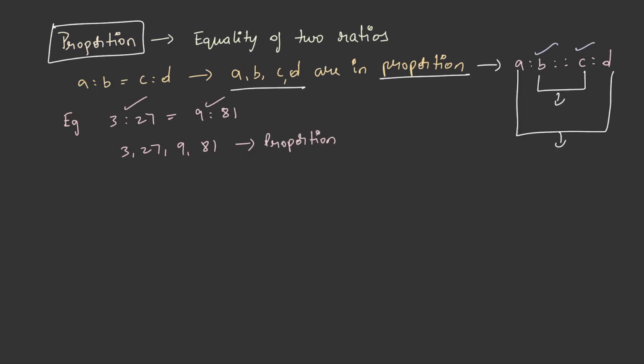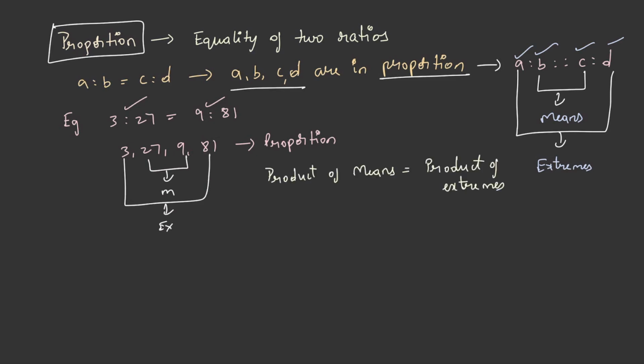Here B and C are known as means and A and D are known as extremes. Similarly, in this example, 27 and 9 are known as means and 3 and 81 are known as extremes. So the formula for proportion is product of means is equal to product of extremes. That is, B into C is equal to A into D.